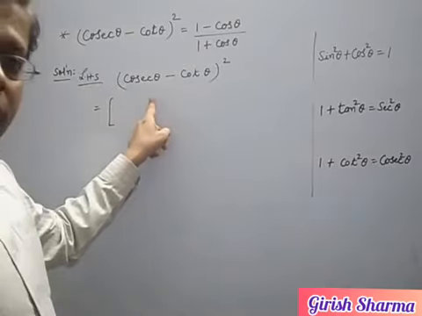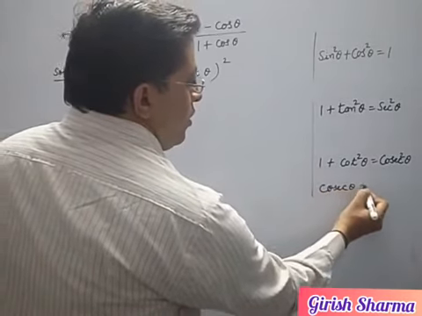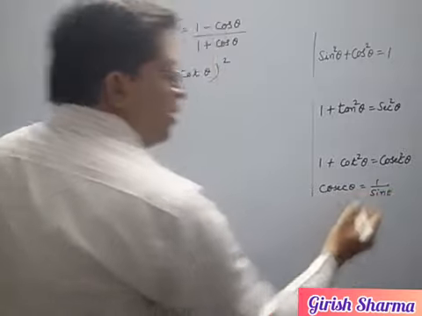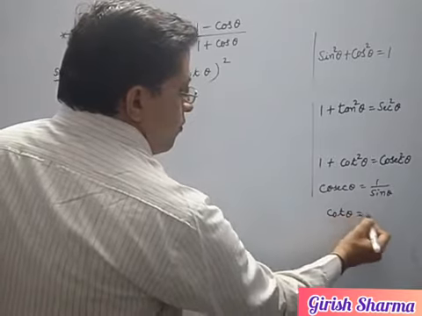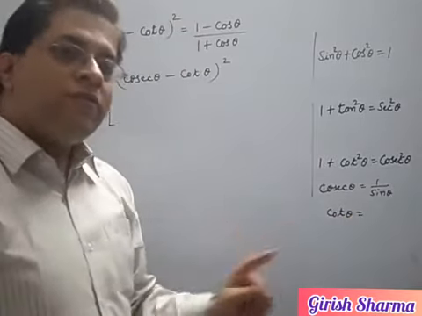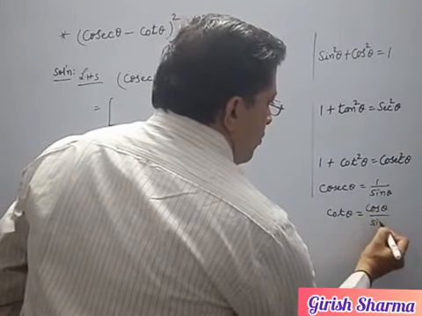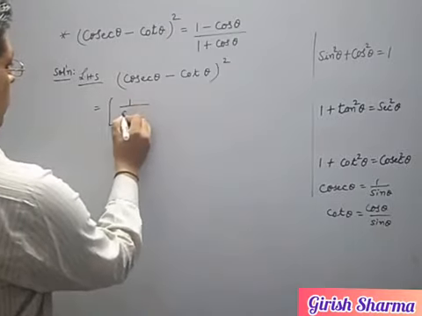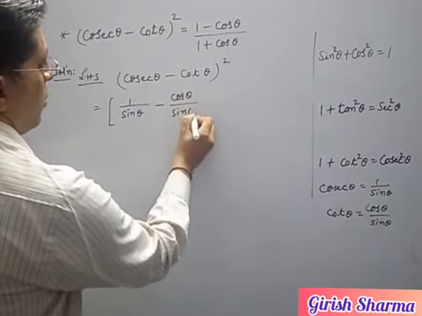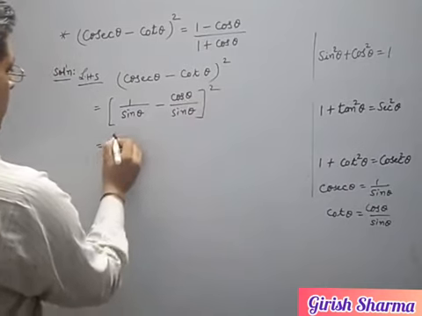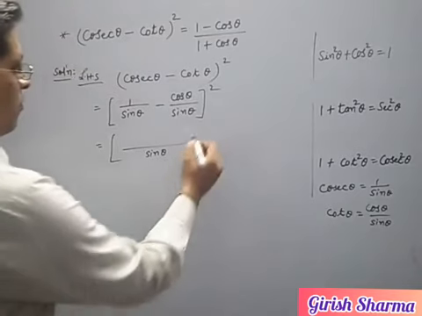Do you know what is cosec theta? Cosec theta is equal to 1 upon sin theta. Okay, earlier class we have seen. And what is cot theta? Tell me, what is cot theta? That is cos theta upon sin theta. Okay, 1 upon sin theta minus cos theta upon sin theta, whole square. Take LCM. Sin theta is LCM, isn't it? Sin theta is LCM. Okay.